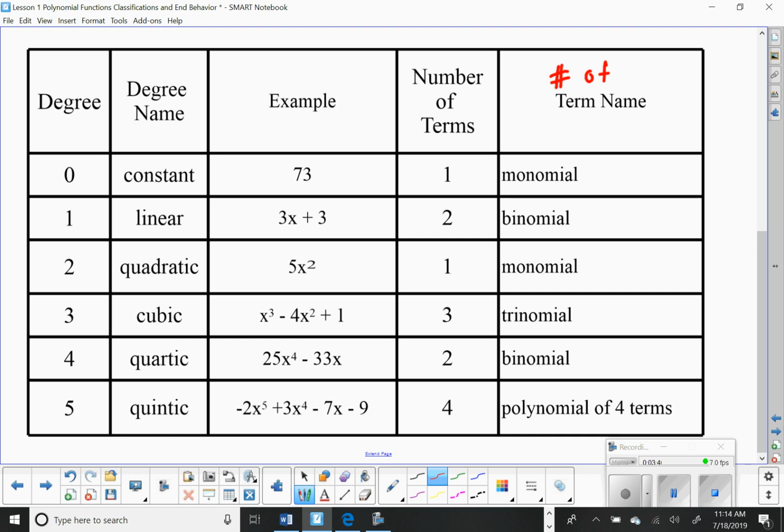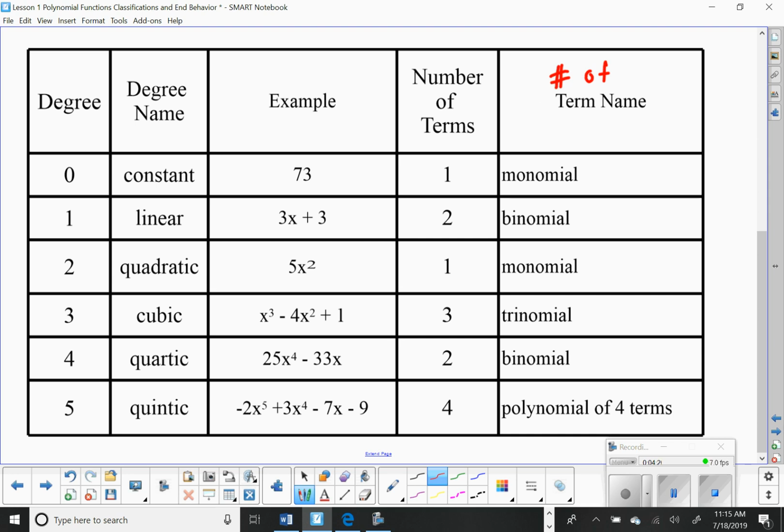Now, what happens if we have a degree of 1? Well, notice that we don't have a little 1 next to the x as a superscript, but that's okay, because if something has a degree of 1, we don't write the 1 in there. This is linear. There are 2 terms, so it's a binomial. Could you have a linear monomial? Of course. You could have 17x, 1/2 x, anything like that. There's just one term, it's a monomial.